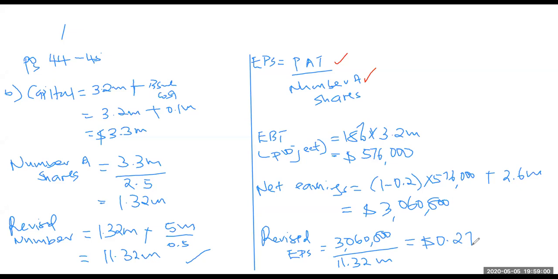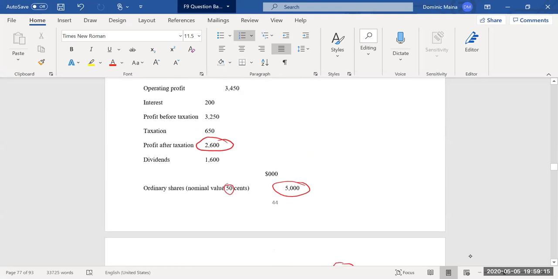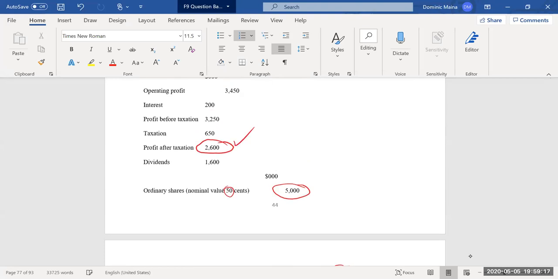So there's a current earning per share that is before the investment. I'm not sure whether in the question you've been given it, but I guess we need to calculate it. Quite easy. There's a profit, we divide by the number of shares: 2.6 million divided by 10 million. Because there's a profit before, and this was the number of shares, which is 5 million divided by 0.5. Quite a simple one.